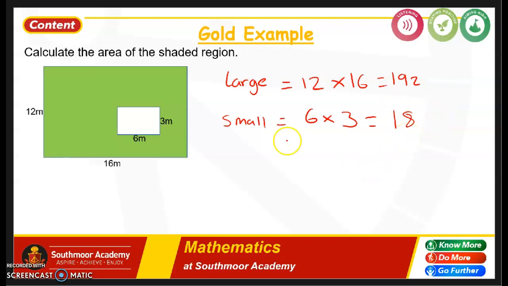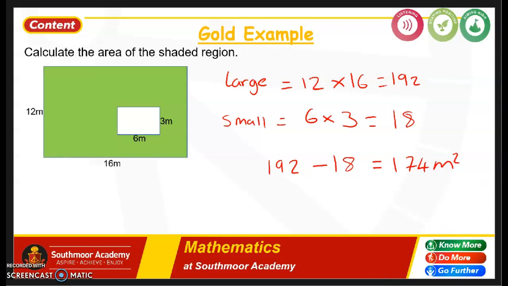Now to calculate the area of the shaded region, we're going to do the area of the large rectangle, subtract the area of the small rectangle. So we're going to do 192 subtract 18, giving us 174 metres squared. So that's what you're doing for your gold.